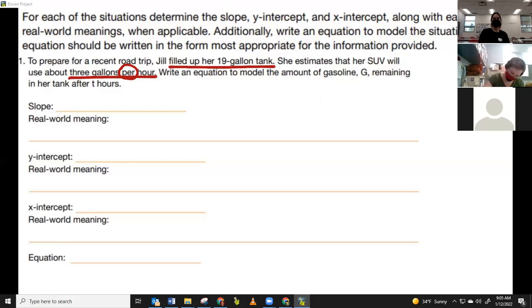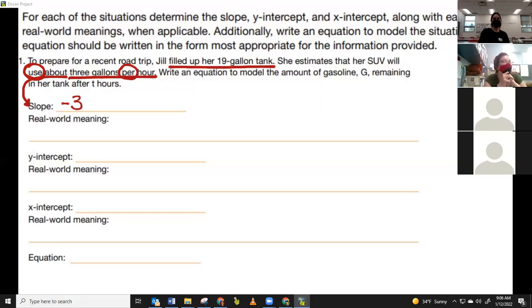Slope, yes. So I know that I'm going to use this for slope. If she is using 3 gallons, are her gallons going up or down as time goes by? Down. So how would I write the slope? If it's going down, how would I write this? As a -3, right? Yes. So our slope is going to be -3.